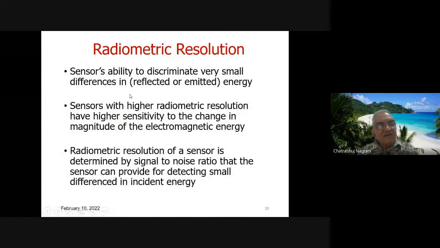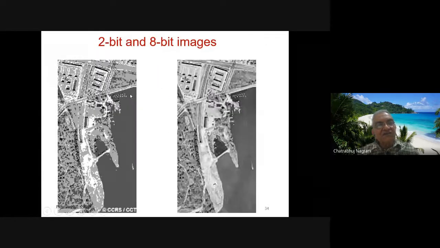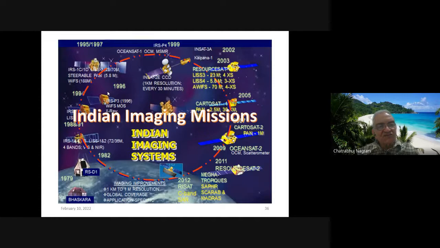Similarly, radiometric resolution, as I told you, is sensitivity. Sensitivity means that if I do not have a good signal to noise ratio, I will not have a large number of bits. I will send the data in 2 bit or 3 bit or 4 bit. If I send the data in 2 bit, you can see how it will look, and if I send the data in 8 bit, you can see the difference in the details. Similarly, temporal resolution. So these are the various resolutions which we talk about in the basics of remote sensing.